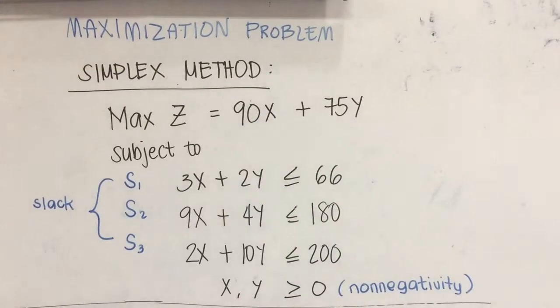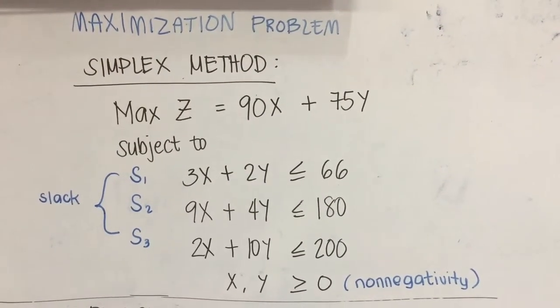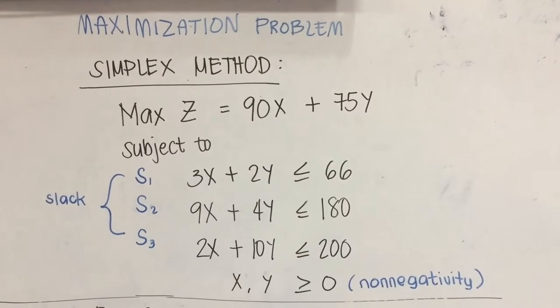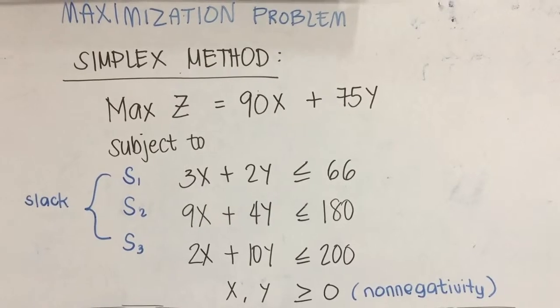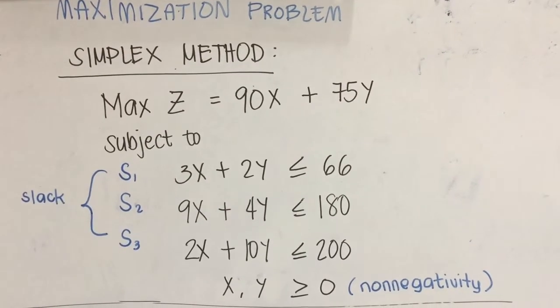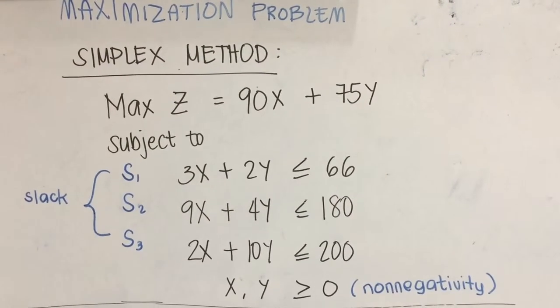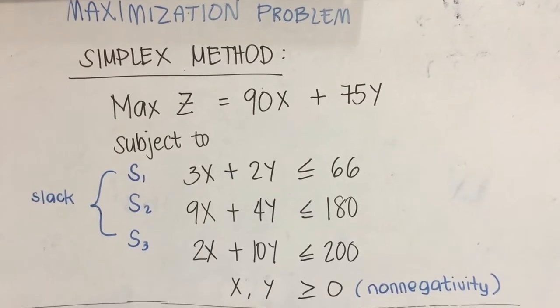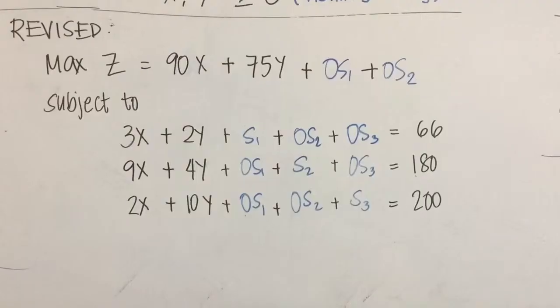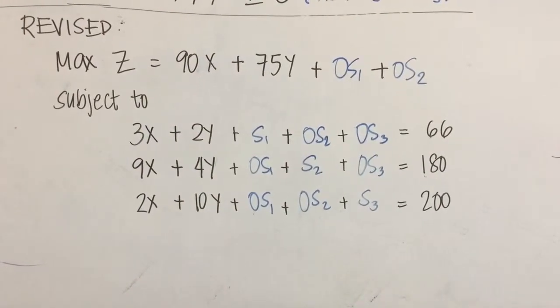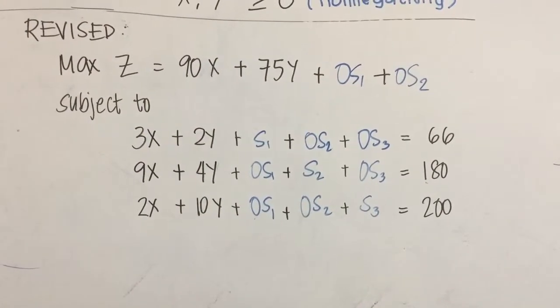Given the objective function and constraints, we will transform these into standard form. We have to consider the inequalities of every constraint. For this problem, all constraints are less than or equal to constraints. Therefore, we add slack variables to each equation. The complete set of constraints and objective function can now be expressed as follows.